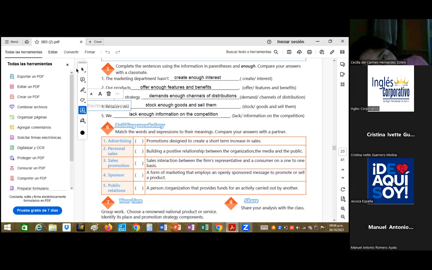Advertising. Es como advertencia, ¿verdad? Publicidad. Ajá. Advertising is like publicidad. I think it's the, quiero ver, the fourth sentence. A form of marketing that employs an openly sponsored message to promote or sell a product.